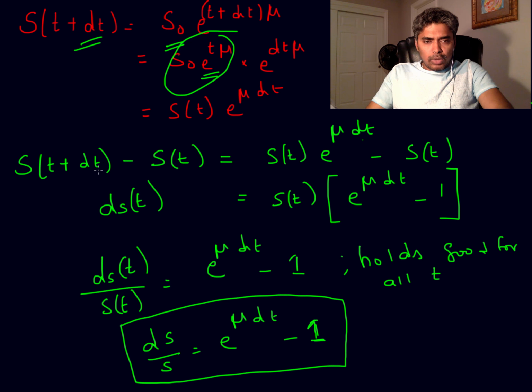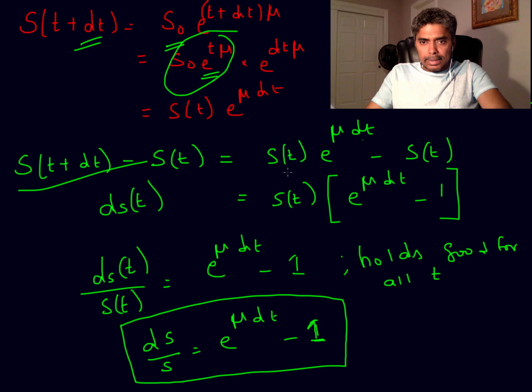Then we want to find the differential equation, which means what is the change of investment between two periods. So we found from this equation the value of the investment after t plus delta t. If you want to know the change in the value of the investment from t to t plus delta t, we basically have to subtract these two values. That's exactly what I did in this equation.